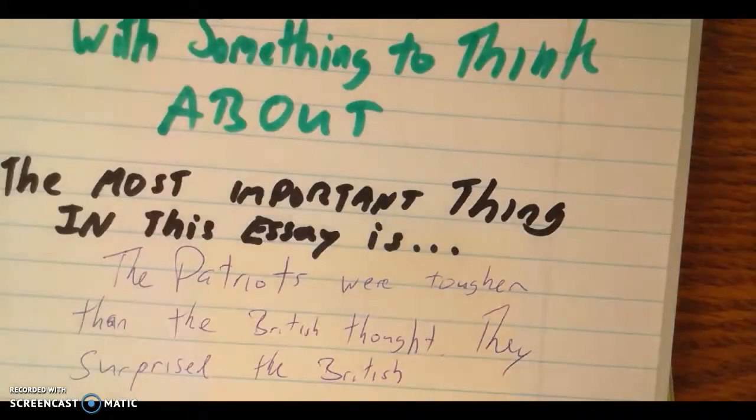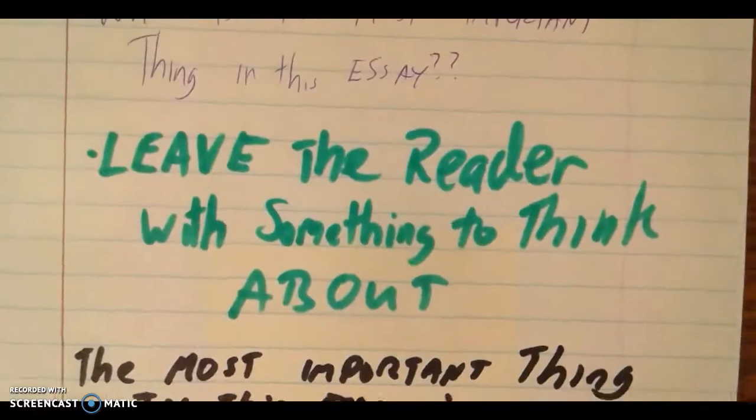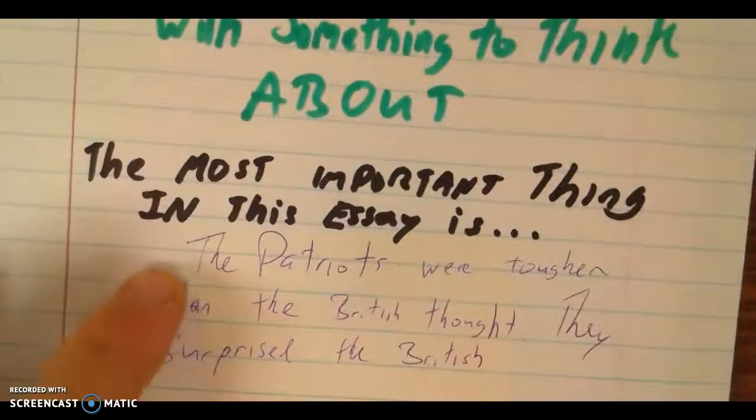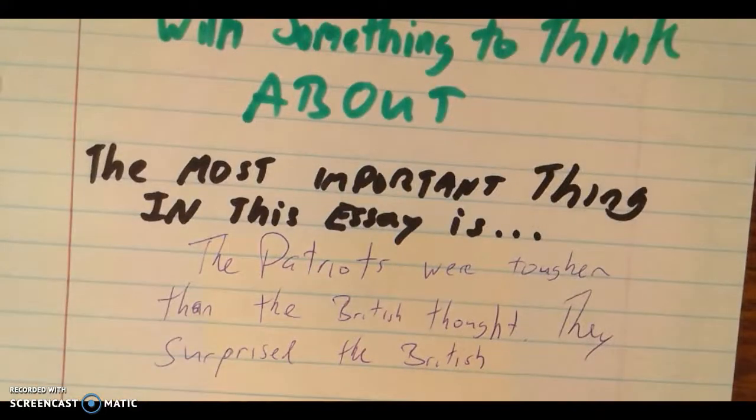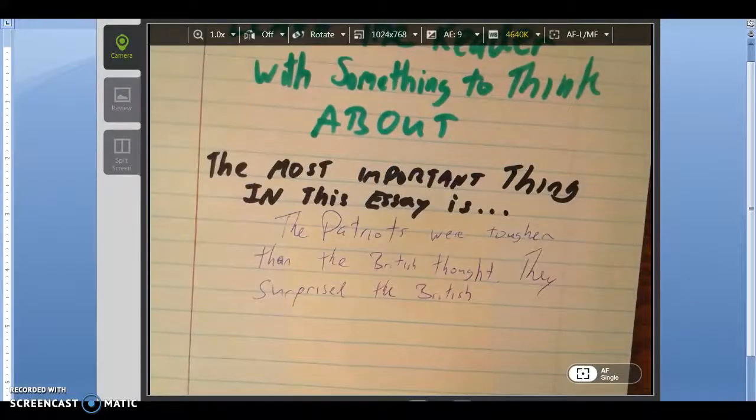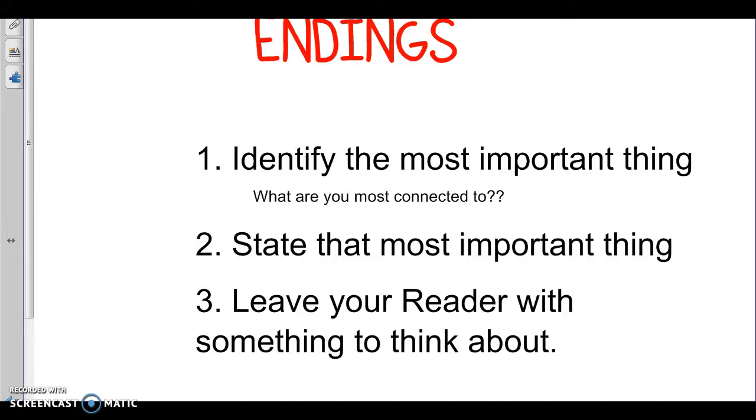I wrote down that the Patriots were tougher than the British thought. They surprised the British. And I think that's something that I want to leave my reader thinking about. Leave the reader. Most important thing. So, I'm going to write an ending that has to include both of those things. Remember, when you do your ending, you identify the most important thing, state the most important thing, and leave your reader with something to think about.